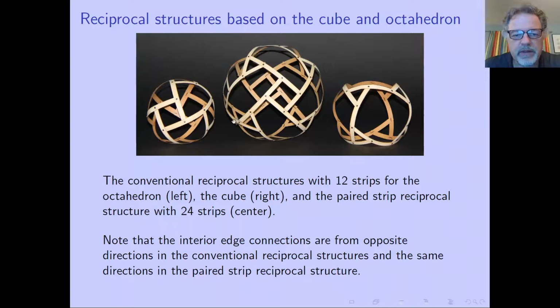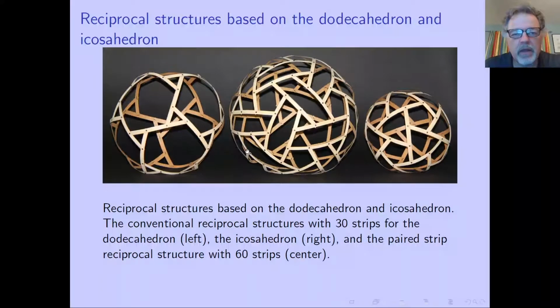Again, we can also see the fact that this strip here has a pair that's here. The connections to this strip are coming from the lower right here, and the connections to this strip are coming from the opposite direction up here. A similar process works for the dodecahedron and the icosahedron, so we end up with this elegant form here in the center.